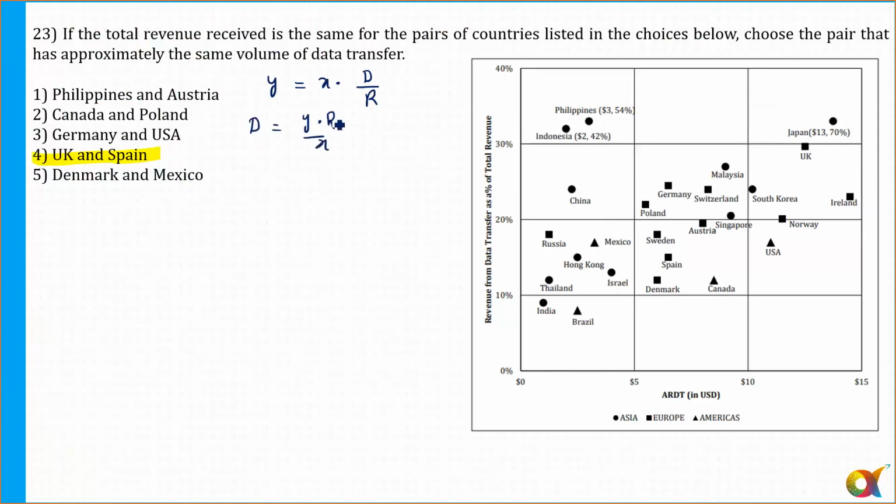Okay, so revenue is already constant here. So choose the pair that has approximately the same volume of the data transfer. So basically the value Y by X, these two values, for which two countries is it the same? That is what I have to calculate. Yes or no? Revenue is same for all the countries, and if the data is also same for all the countries, so it means what?